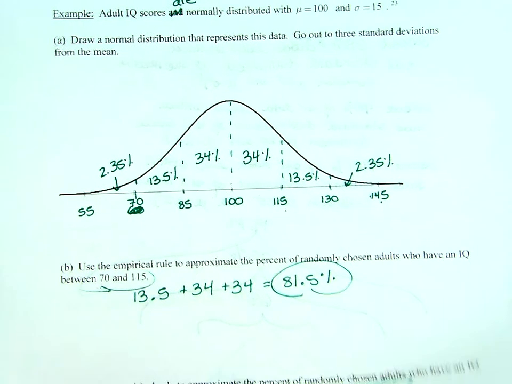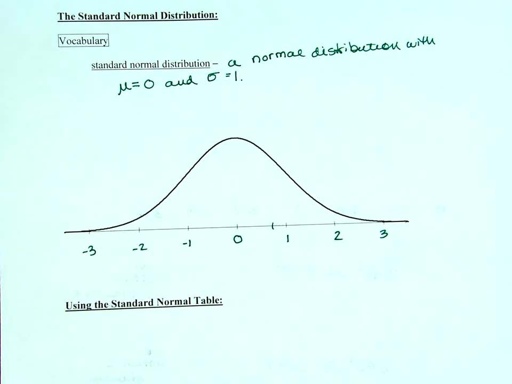I'd like to go to page 28 in the notes. We're going to talk about this thing called the standard normal distribution. A standard normal distribution is a normal distribution with a mean of 0 and a standard deviation of 1.